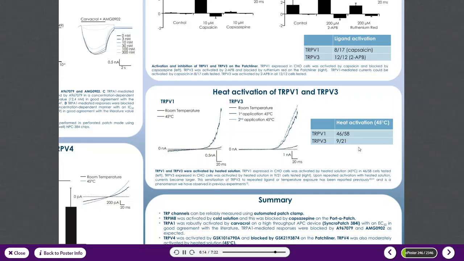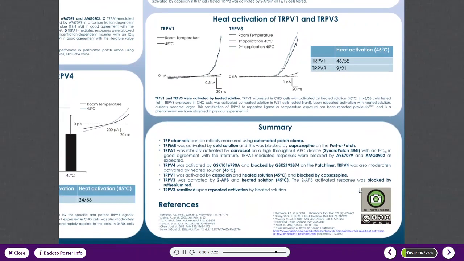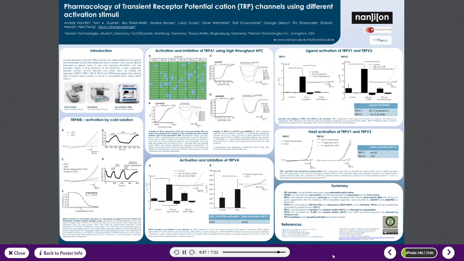In conclusion, we have recorded several different TRP channels using different stimuli. TRPM8 was activated by cooled solution and blocked by capsaicin. TRPA1 was activated by carvacrol and blocked by A967079 and AMG 0902. TRPV4 was activated by GSK1016790A or heated solution and blocked by GSK2193874. TRPV1 was activated by capsaicin or heated solution and blocked by capsazepine, and TRPV3 was activated by 2-APB or heated solution.